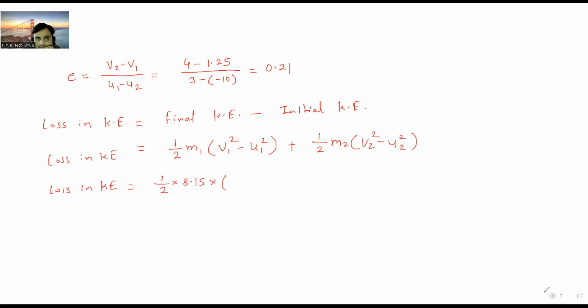What is the velocity V1? What is the value of V1? 1.25 minus U1 square. U1 is 3 square plus half into m2. M2 is 10 divided by 9.81 into V2. V2 is 4 minus 10 square. U2 is 10. What is the answer? Is equal to minus 73.13 joule.